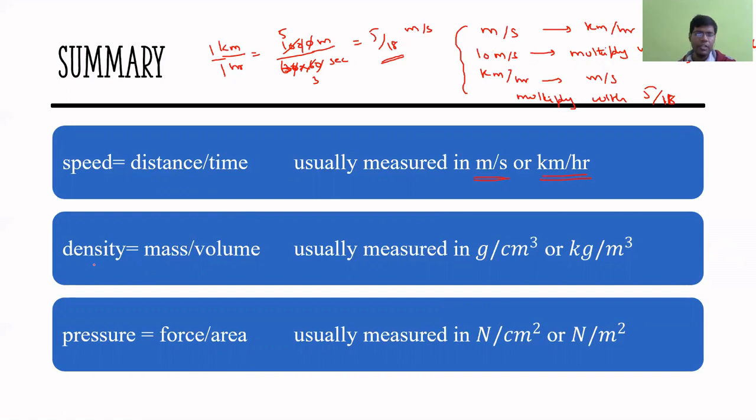Then we understood that density is mass by volume. It is the mass of the block per unit volume. That's what density is. Usually it's given in gram per centimeter cube or kg per meter cube. Either of the units is fine depending on the question. And then pressure is force by area, usually measured in Newton per centimeter square or Newton per meter square. Another thing we had discussed is 1 centimeter cube is equal to 1 milliliter, or 1 meter cube is equal to 10 power 3 liters.